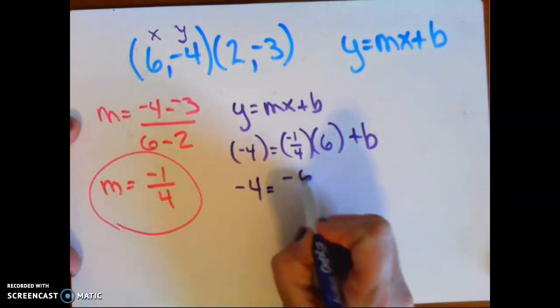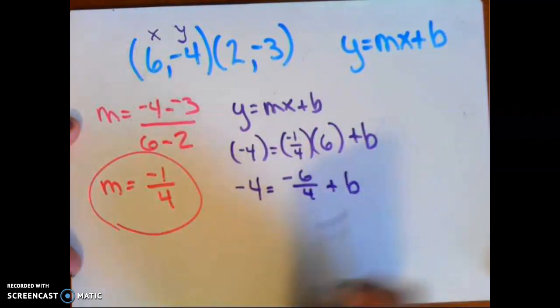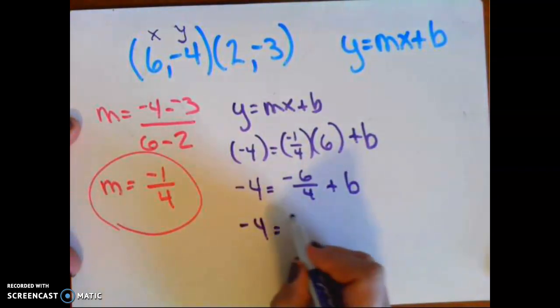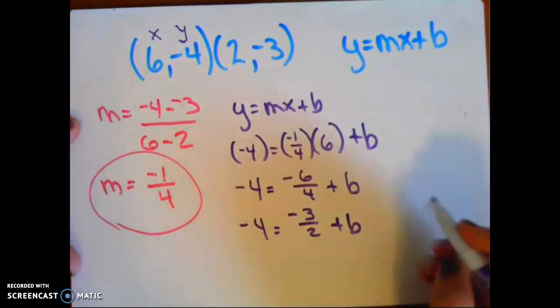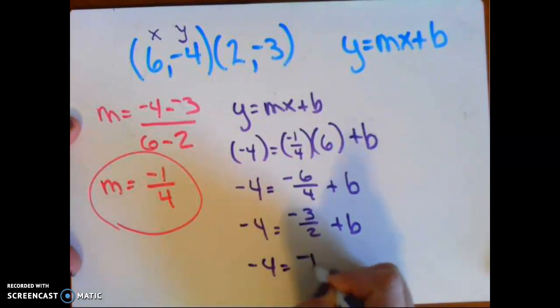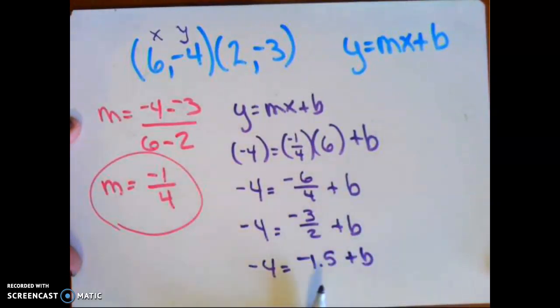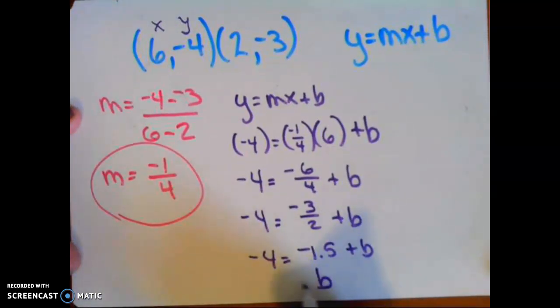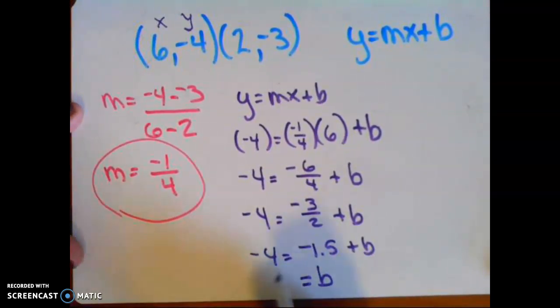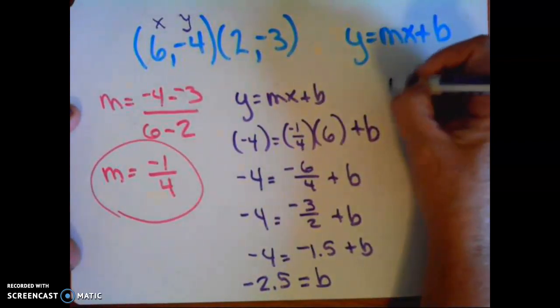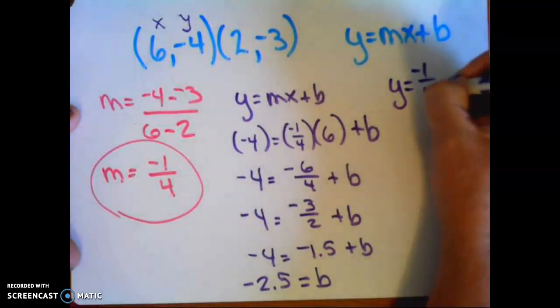So you can leave this as -6/4 if you would like. You could also reduce this to get -3/2 if you like. It is your choice. Some kids will even take it with the calculator and tell me it's a -1.5. That's fine too. Regardless of what you're doing, when you add a +1.5 to both sides, you're going to get -2.5 for your b.